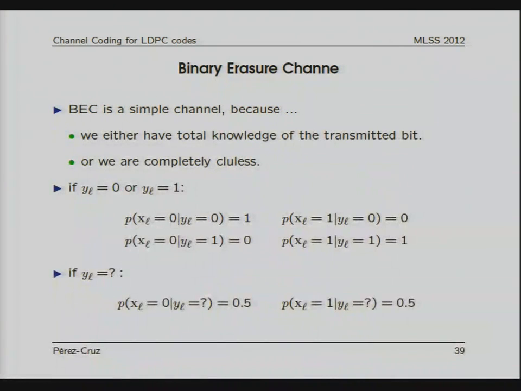The binary erasure channel is very simple, because at the other end, we either know everything. If we get a 0 or a 1, we know that we transmitted a 0 or a 1. Or we are completely clueless. If we get an erasure, we don't know if it was a 0 or a 1. So in this channel, once we get a 0, we know that a 0 was transmitted. I don't have to put any uncertainty over it. If you remember, Niels was talking about how you always have to put some uncertainty. In this channel, you don't need to. If you get an erasure, your uncertainty is total. You know nothing about it, so it could go either way.